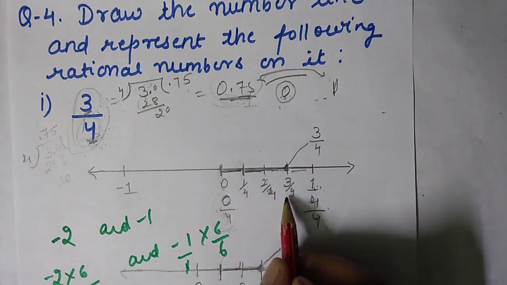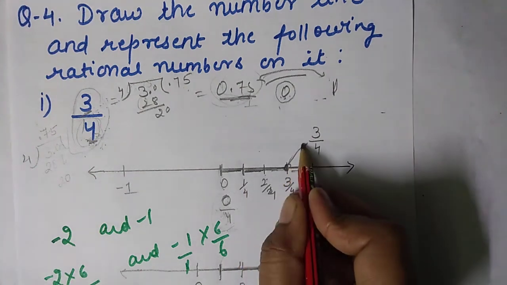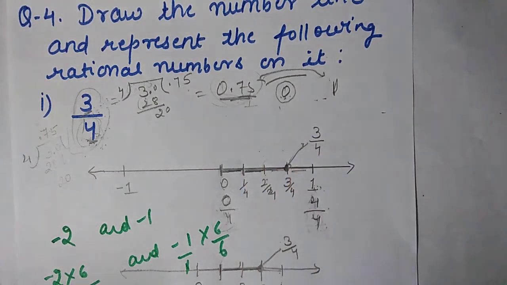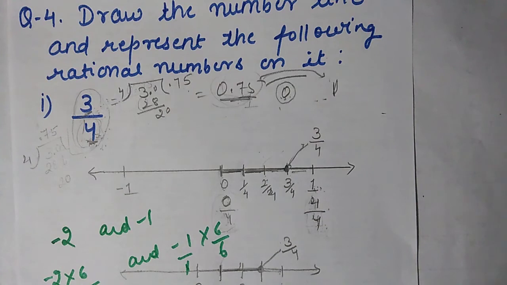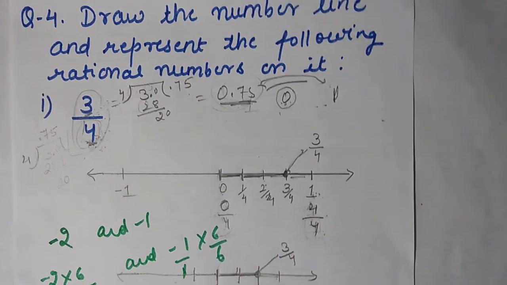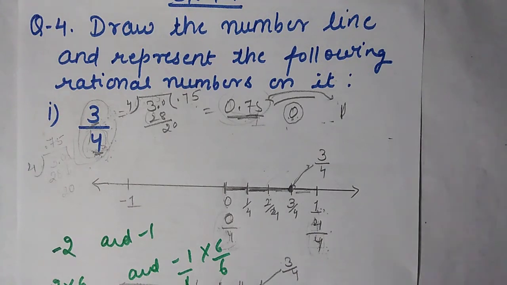Now you have to write the sequence. So these are your required rational numbers: 0 by 4, 1 by 4, 2 by 4, 3 by 4. This is how you can represent rational numbers on a number line. First you have to find between which two integers the number lies, then make equal parts equal to the denominator. After that you do it like this. So this is how you can represent a rational number on a number line.